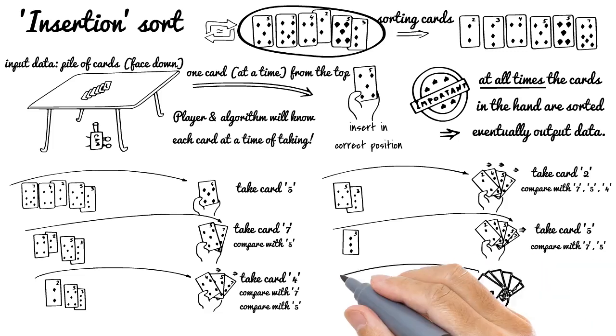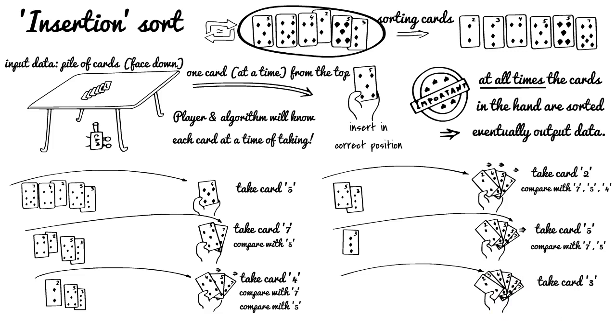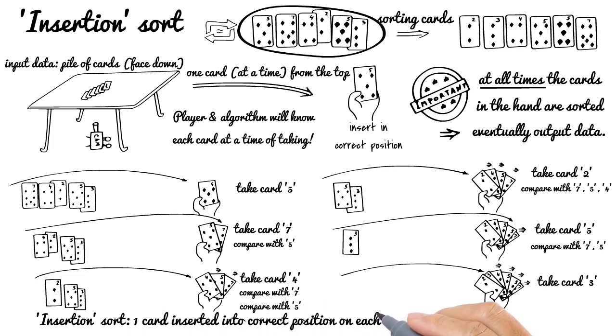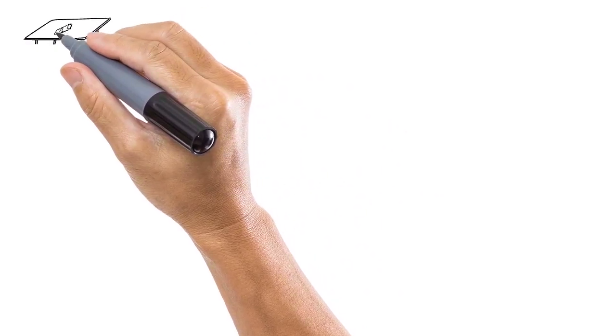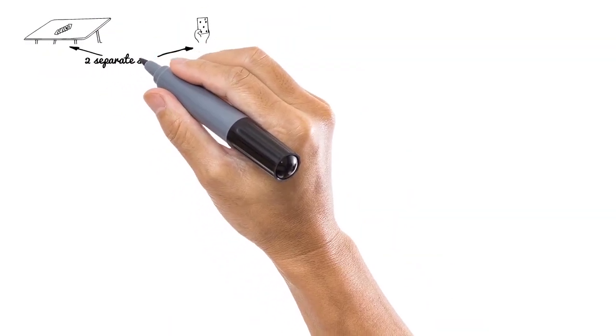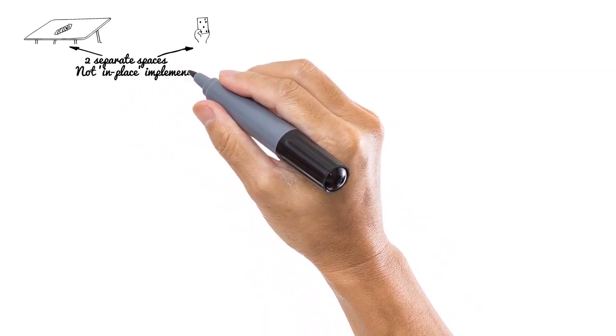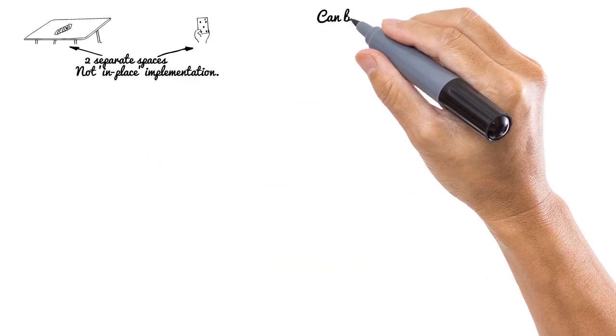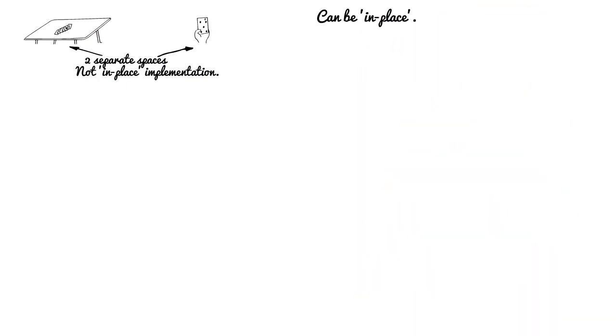And the last card 3 in the pile, comparing it with 7, 5, 5, 4 and 2, concluding that it should be between cards 4 and 2, moving to the right several cards, 4, 5, 5 and 7. Eventually we have all cards taken from the pile and sorted in hand. Insertion sort is done by one card inserted into the correct position in the left hand on each step. By the way, pile and hand are two separate allocated spaces, so our example was not about an in-place implementation. But technically insertion sort is easy to implement as an in-place algorithm.